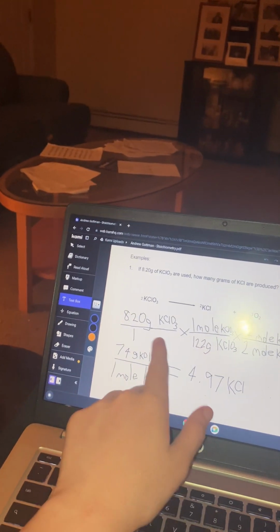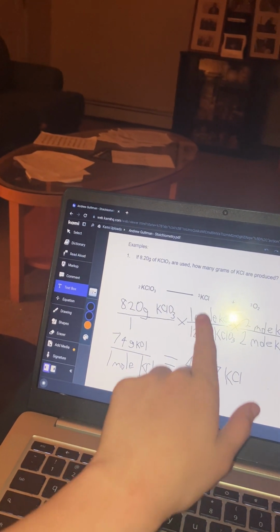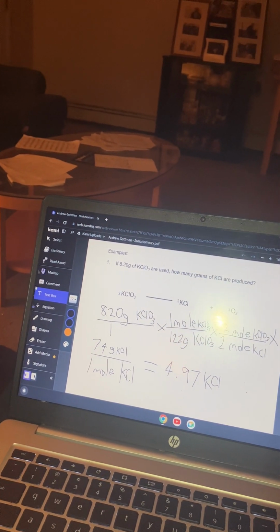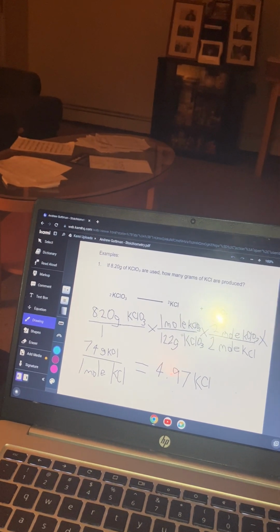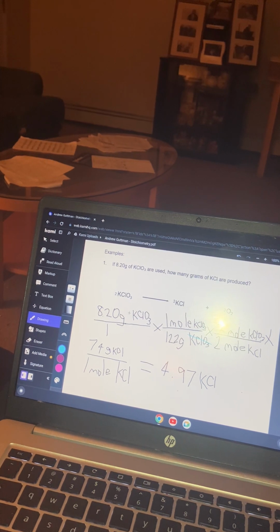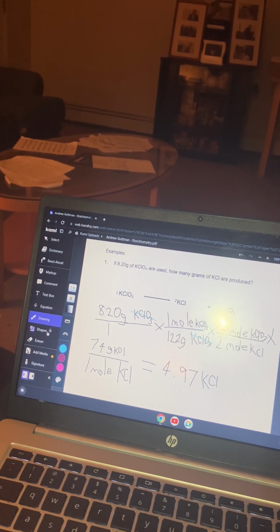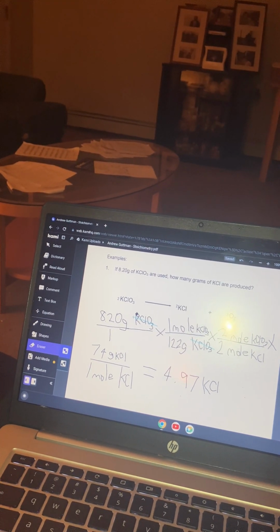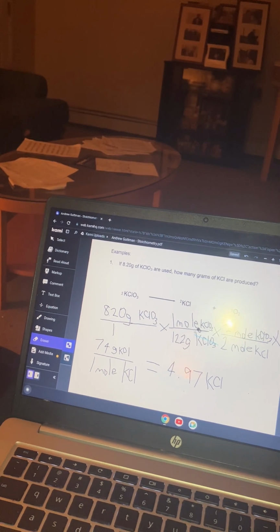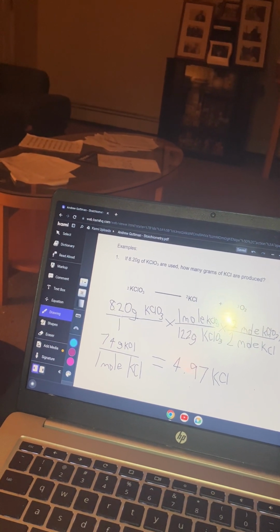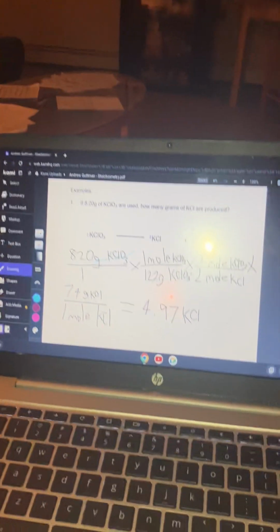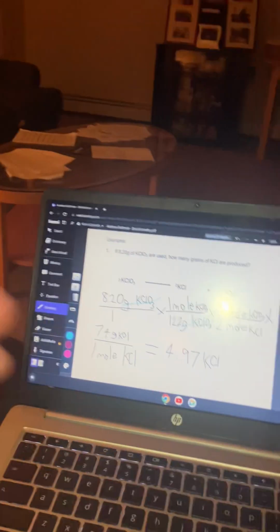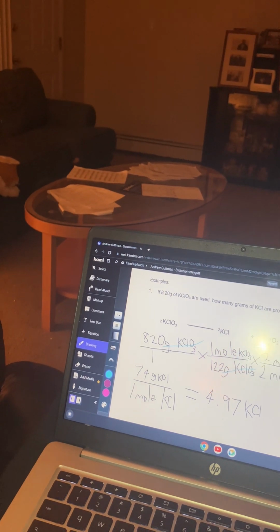So 8.2 grams of KClO3 over 1. To cancel out the KClO3, we put KClO3 on the bottom at 122 grams because that's how much is in 1 mole. We need to put the actual substances in here because it's going to change throughout the problem. So this whole unit matters, and I was not doing a very diligent job checking that, and this is my punishment. So mole KClO3 goes on the top and bottom.